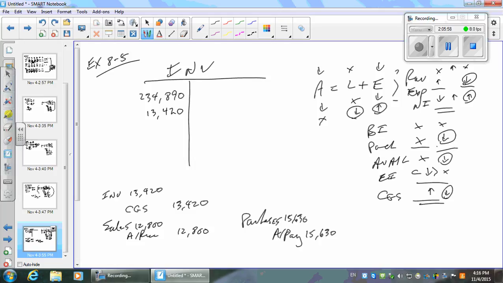5, not included in inventory is 8,540 of merchandise purchased from Glauser. This merchandise was received December 31st after the inventory had been counted. The invoice was received and recorded on December 30th. They did not include in inventory the 8,540. It was received December 31st after the inventory had been counted.